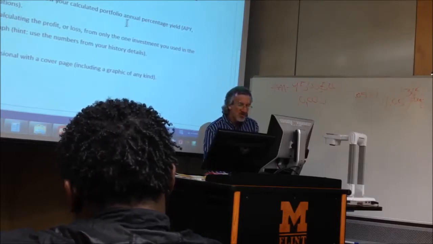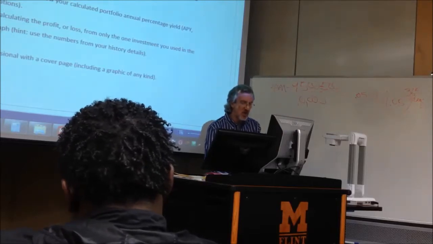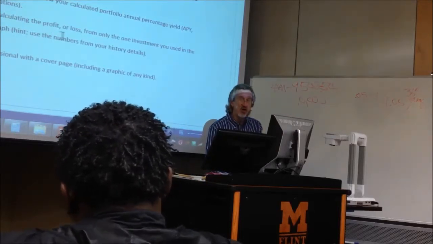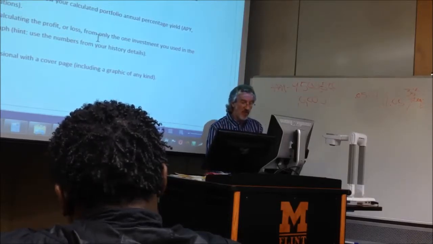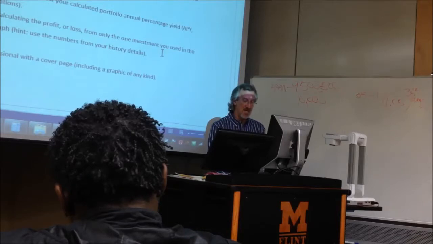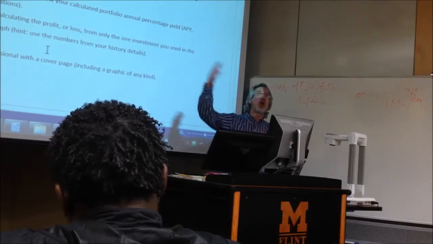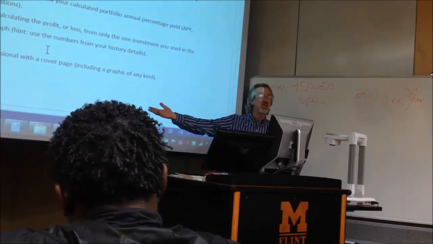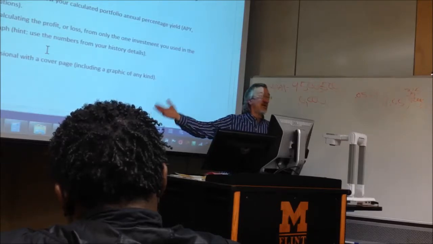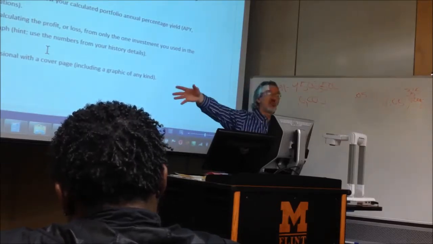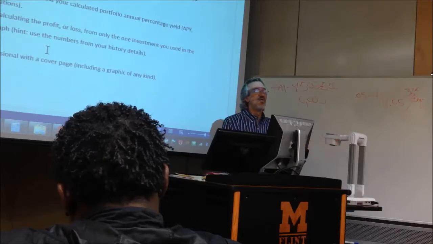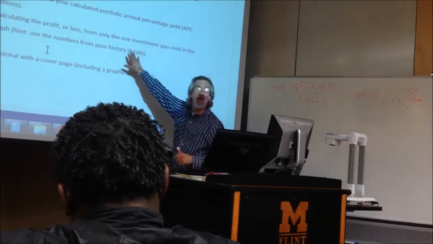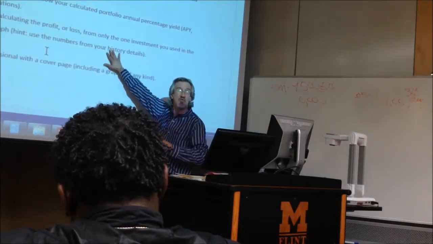Also show, so this your APY is one calculation. The other one is also show your profit or loss amount, the amount of money from only one investment, and it needs to be the same one you wrote the other paragraph about when it comes to the PE ratio and beta. Now, if you picked an arbitrary company, because every one of them didn't have either the PE ratio or beta, then write this last paragraph about any one investment you owned.